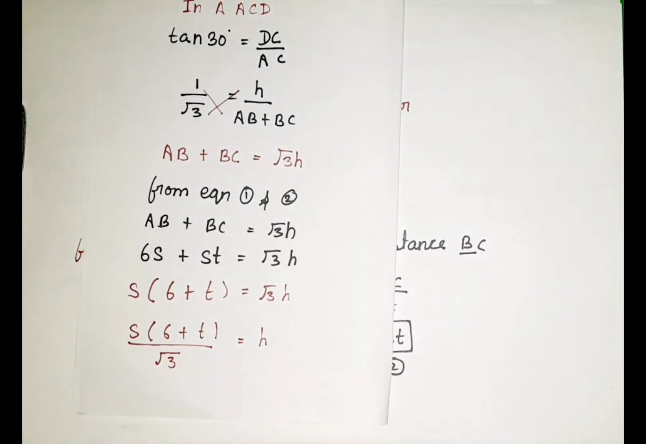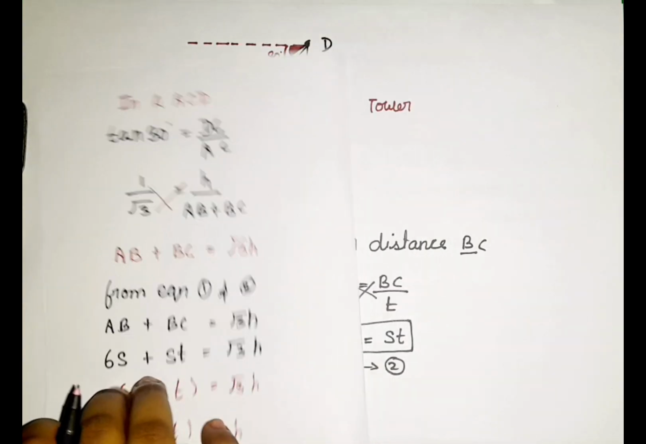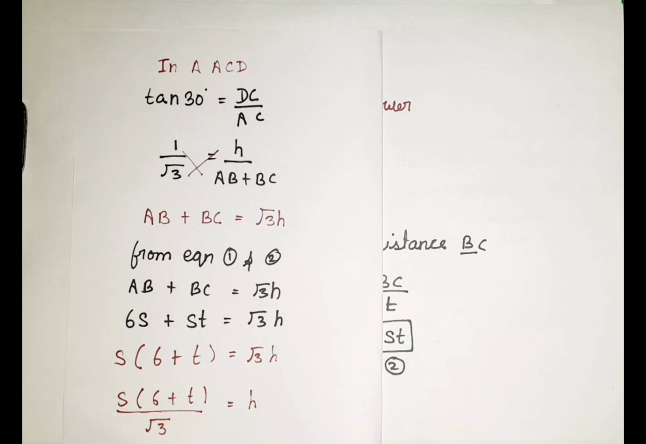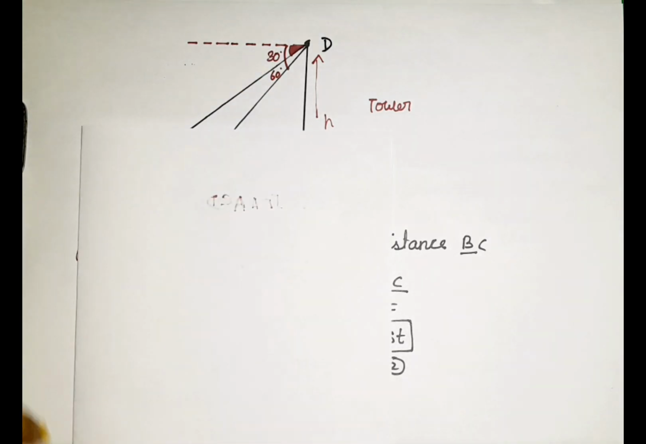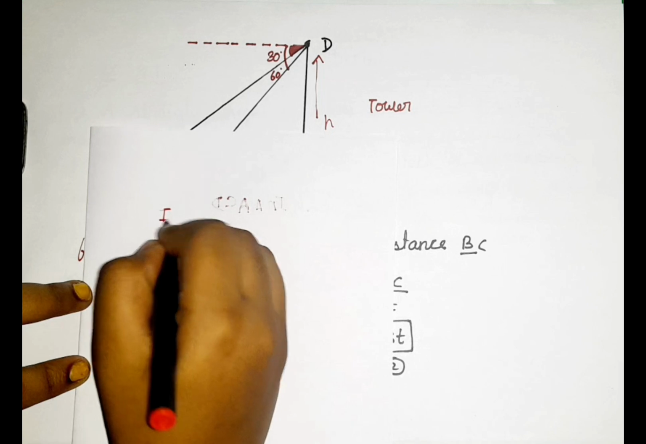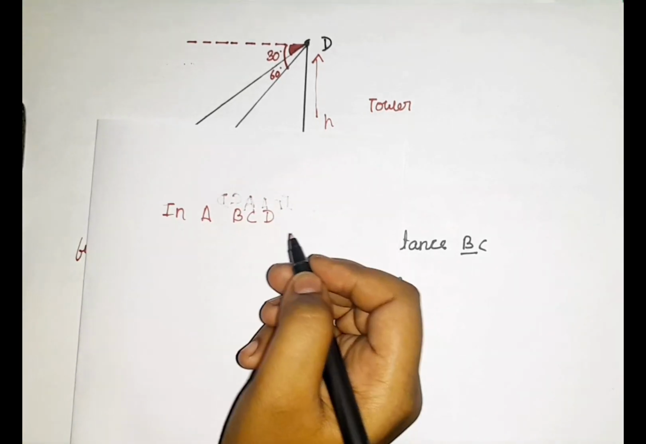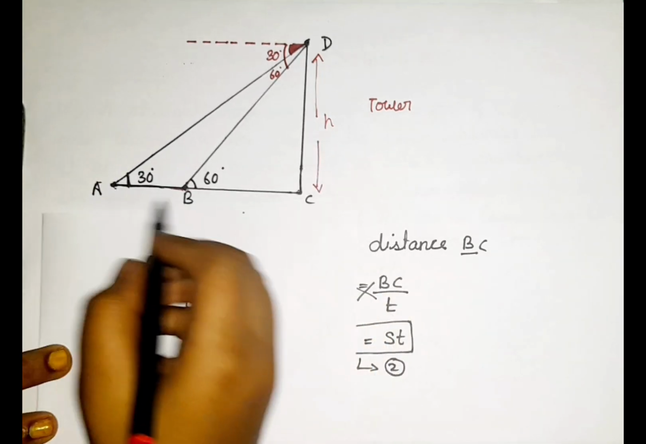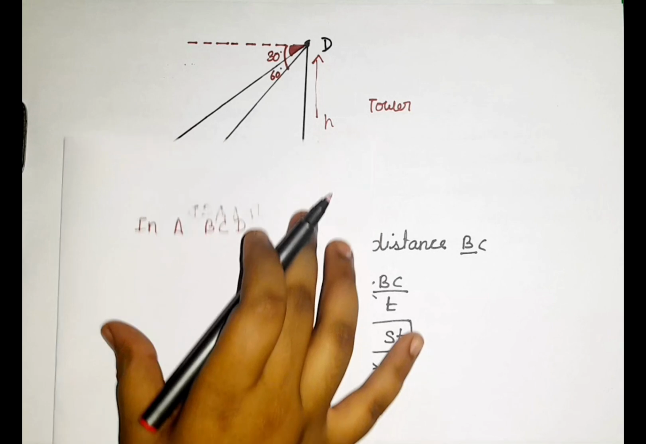Alright, so now we got the height of the tower, isn't it? But we want the time taken by the car to reach the foot of the tower. So what we are going to do is take another triangle, that is triangle BCD. In this triangle BCD, the angle is 60 degree.